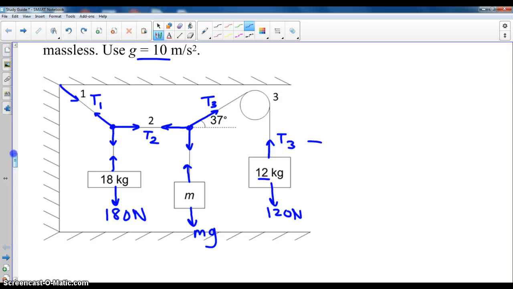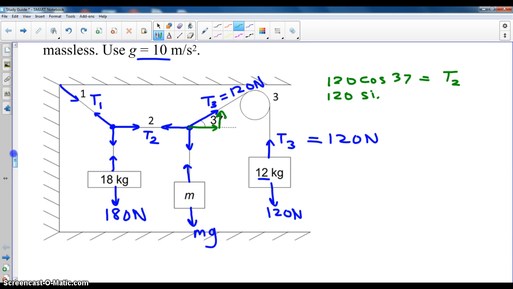Alright then, we balance the forces on the 12 kilogram block. We see T3 is 120. That means this T3 is 120. At this point, the right forces, which is 120 cosine 37, balance the left forces, which is T2. So we'll be able to find T2. Moreover, the up forces, which is the y part of T3, 120 sine 37, that's the magnitude of my up arrow, balances the down arrow.